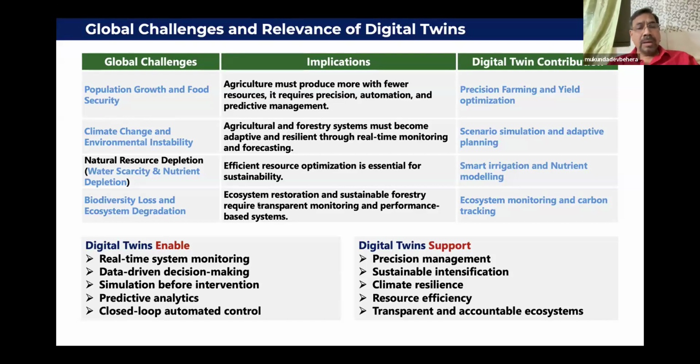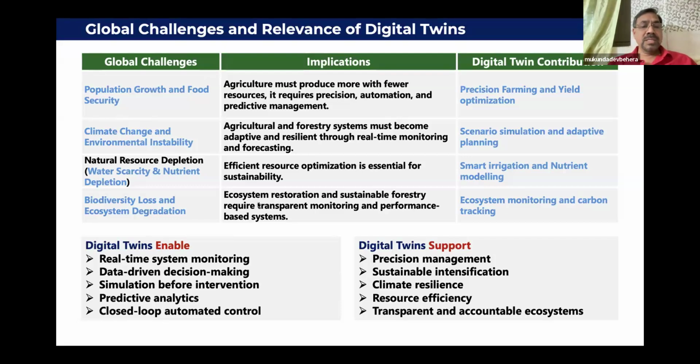Coming to biodiversity loss and ecosystem degradation, we can have various ways to monitor the ecosystem and track carbon sequestration through the natural systems. So the implications are that ecosystem restoration and sustainable forestry require transparent monitoring and a performance-based system.